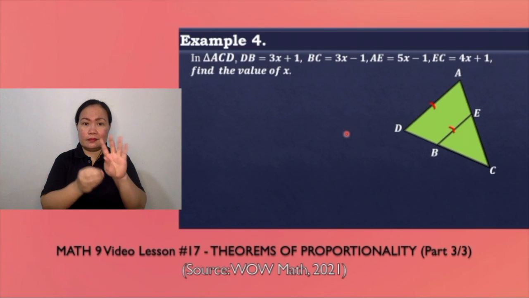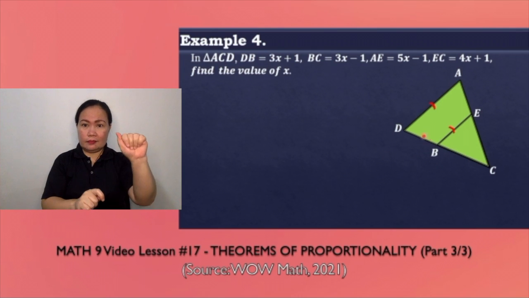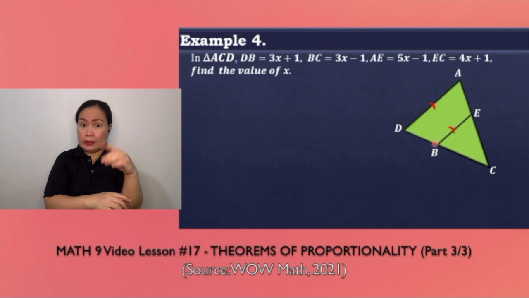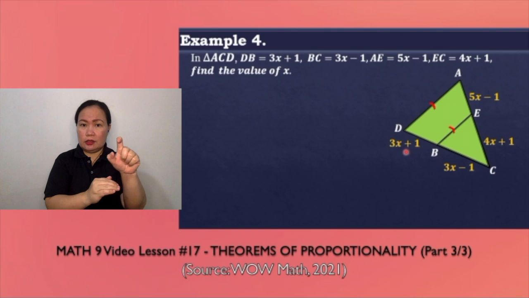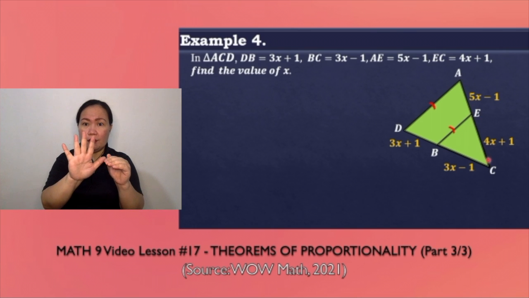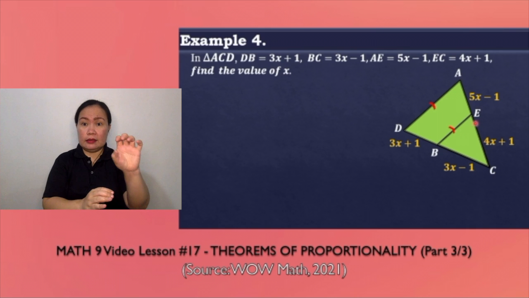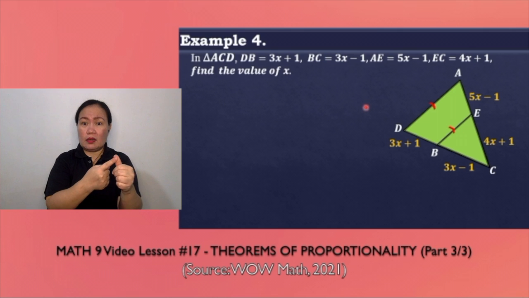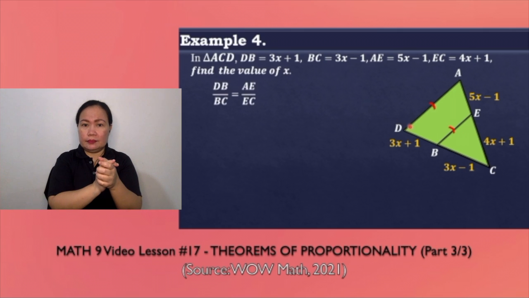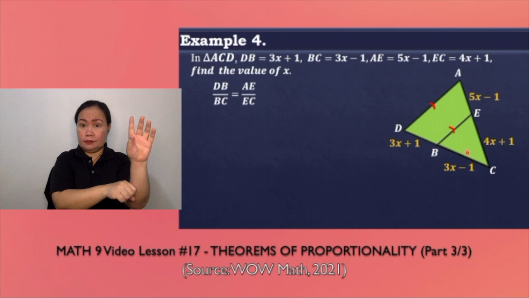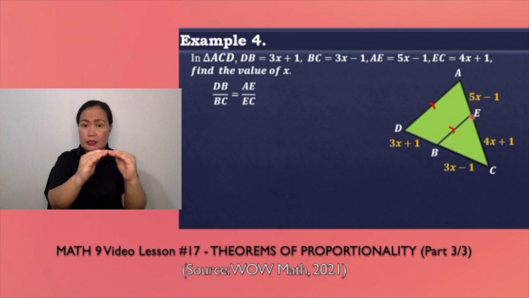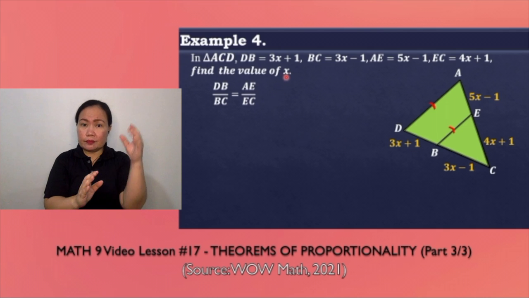Let's have this one. In triangle ACD, DB is 3x plus 1, BC is 3x minus 1, AE is 5x minus 1, and EC is 4x plus 1. So, first step is you have to set up the proportion. I will be using DB over BC is equal to AE over EC. So, yun ang gagamitin kong proportion. Ang pinapahanap sa atin ay value ni x.